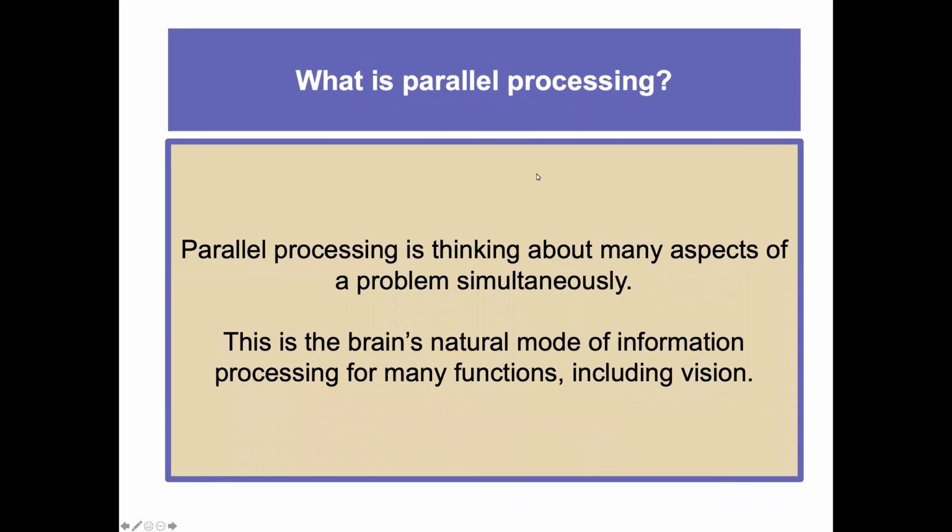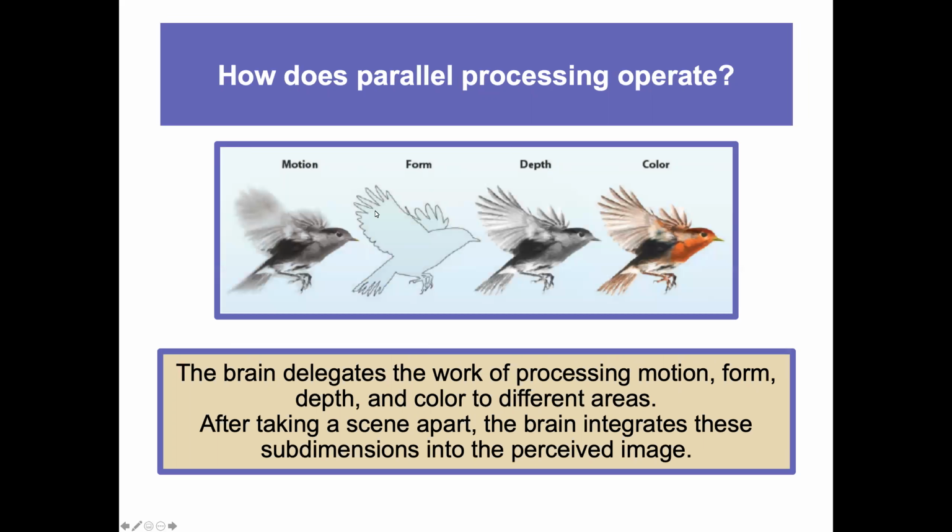So what is parallel processing? Parallel processing is thinking about many aspects of a problem simultaneously. This is the brain's natural mode of information processing for many functions, including vision. So here's a little visual of how parallel processing operates. The brain delegates the work of processing motion, form, depth, and color to different areas. So if you look at this picture here, you've got motion, form, depth, and coloring, and these are all happening at the same time. After taking a scene apart, the brain then integrates these subdimensions into the perceived image that you actually see.